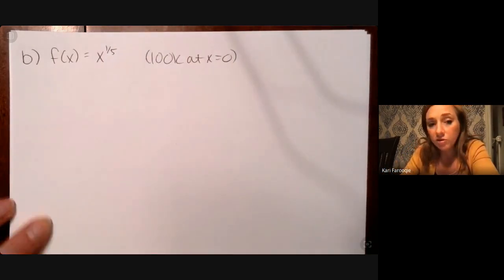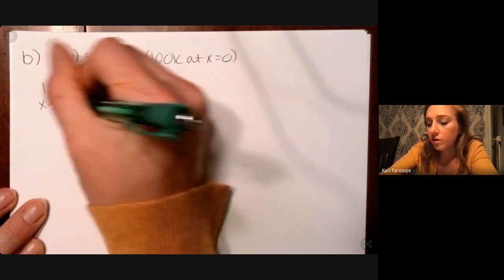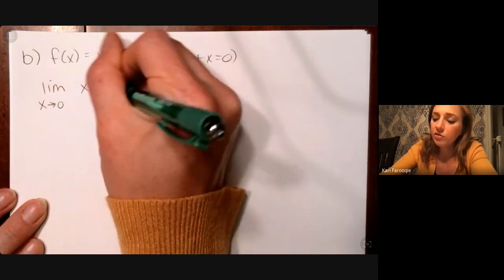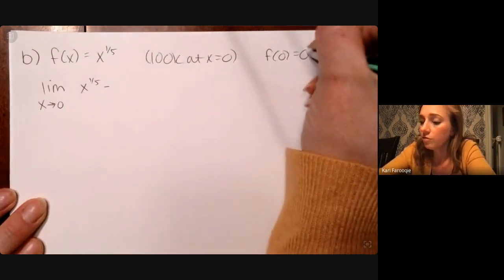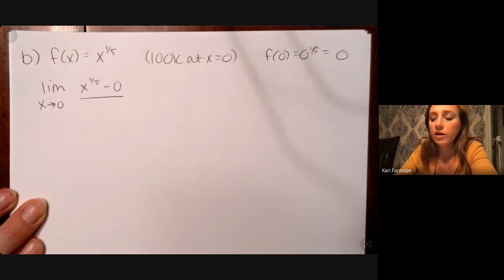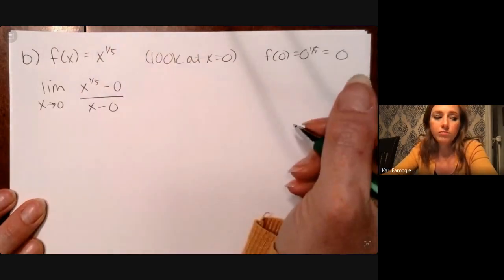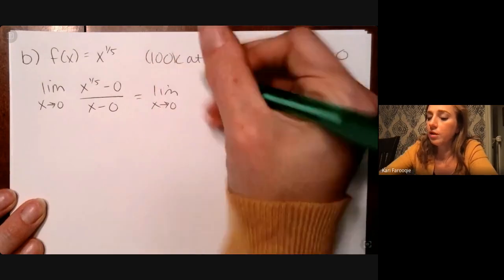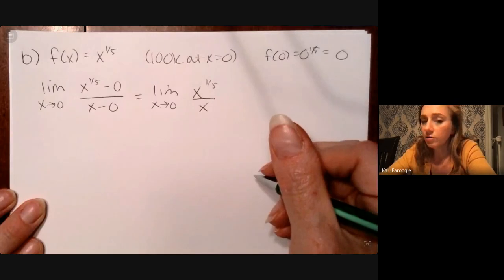Okay. We're going to go back to our definition here for the derivative. We're going to take the limit as x approaches c, which in our case will be x approaches 0. F of x minus f of c, well, f of 0 is 0 to the 1/5, which is 0. So f of x minus f of c divided by x minus c. And this leaves you with x to the 1/5 divided by x.